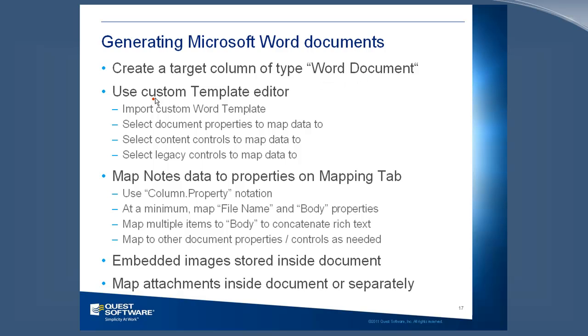Or you can use a template editor that I'll show you, and you can actually provision this Word document column with your own custom Word template. And so you may have developed your own Word template that you want to use for all your generated documents. So what you do is you select the document properties you want to map to. This template might have special custom document properties, content controls, legacy controls, and you can decide which of these pieces of data you want to map to. So if you wanted to, you could map notes data to your content controls that you put on your Word template.